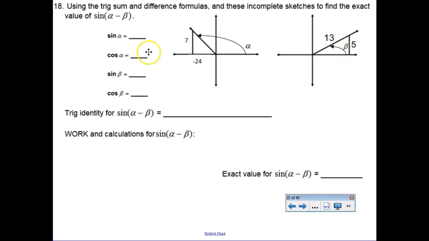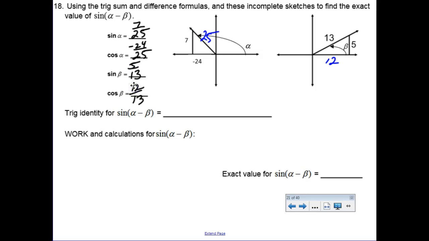Alright, using the sum and difference formulas. So we have 2 different angles, alpha and beta, which you can call a and b if you don't like alpha and beta, and you have to fill out their ratios. First thing I'm going to do is run through and give all the missing sides. So this is a 25, and let's see, this would be a 12. So when I go to set up sine for alpha, sine would be 7 over 25. Cosine of alpha is negative 24 over 25. Over here with beta, sine of beta is 5 over 13, and cosine of beta is 12 over 13.